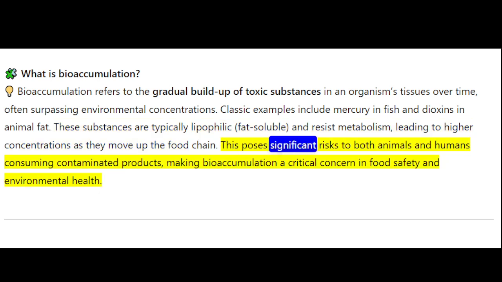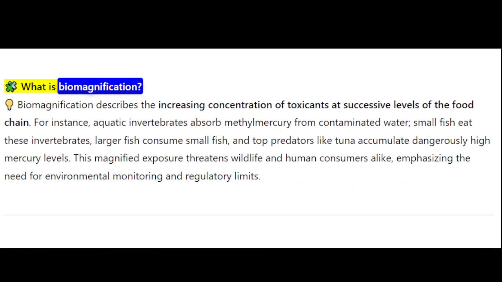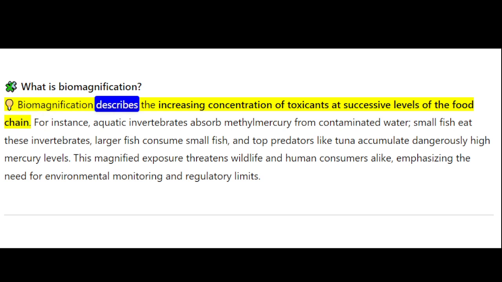This poses significant risks to both animals and humans consuming contaminated products, making bioaccumulation a critical concern in food safety and environmental health. What is biomagnification? Biomagnification describes the increasing concentration of toxicants at successive levels of the food chain.